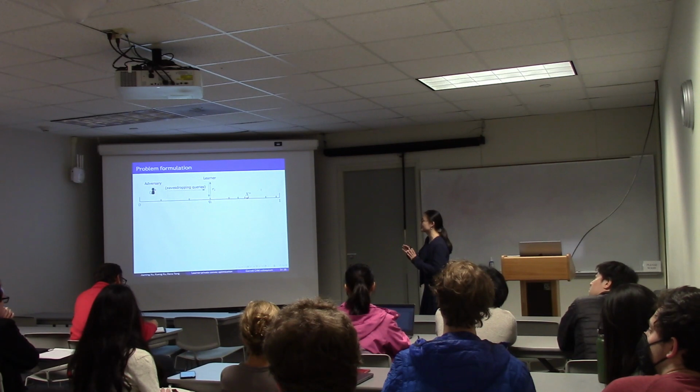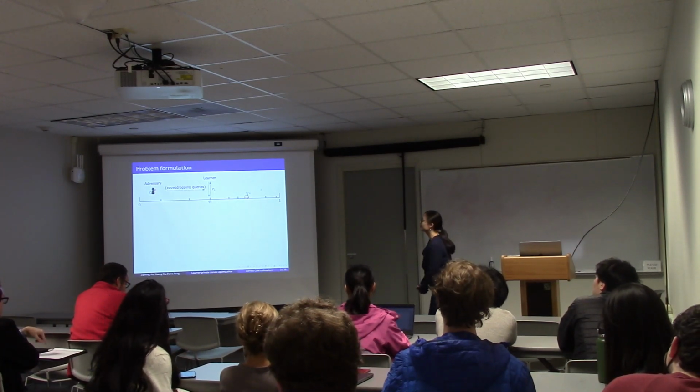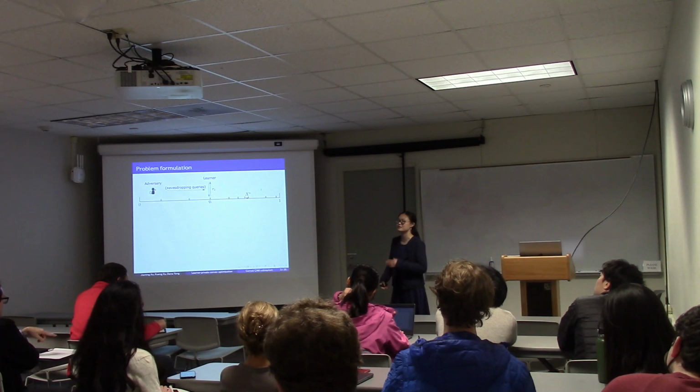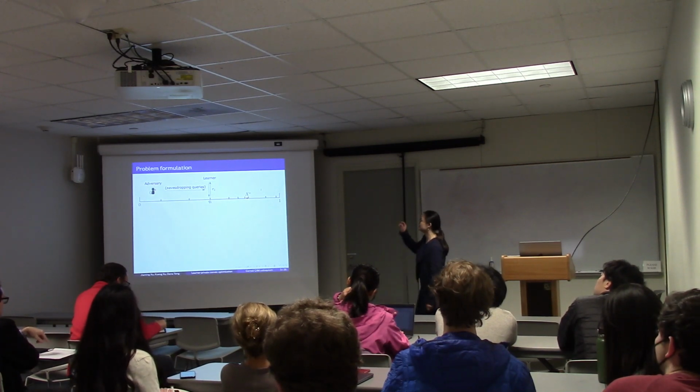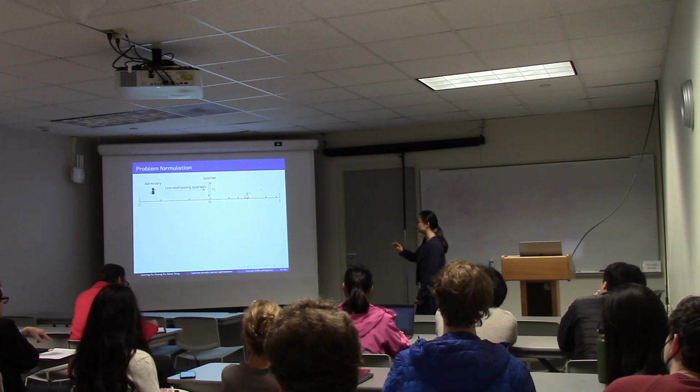So the learner is trying to learn x star. For example, x star could be the optimal launch price. And the adversary is also trying to learn x star. But there is this asymmetry of information here. So the learner submits queries, receives responses, and pretty much observes everything that's happening in this process.